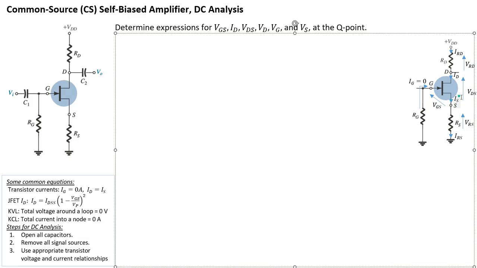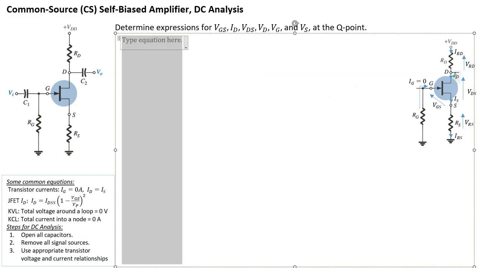Let's write some expressions for some of those components. The first one is the currents: the drain current, the source current, and then IRD and IRS. Since there's no current going into the device via the gate, whatever goes into the drain will come out of the source. So all four of these current components are the same. Let's write that down first: ID is equal to IS, which is equal to IRS, which is equal to IRD.